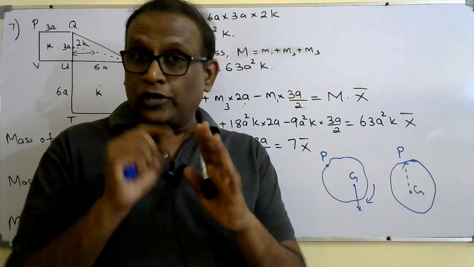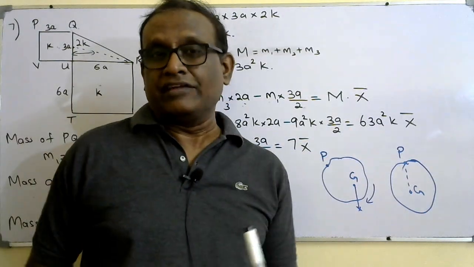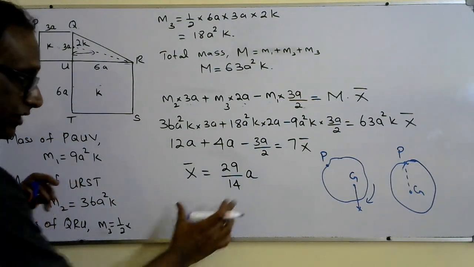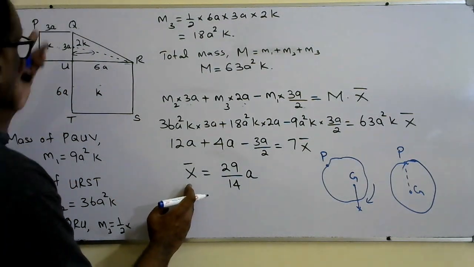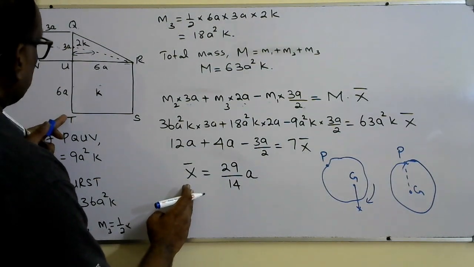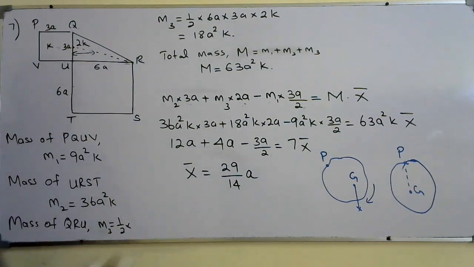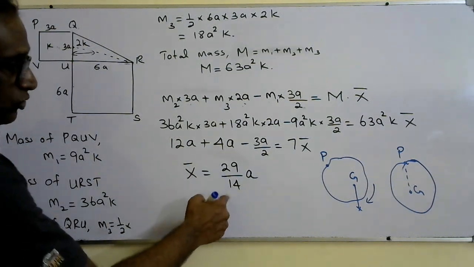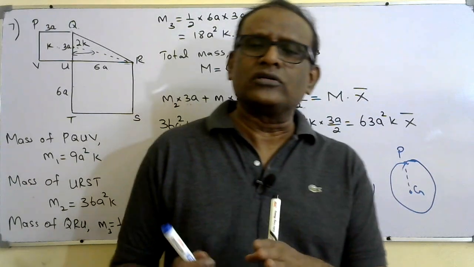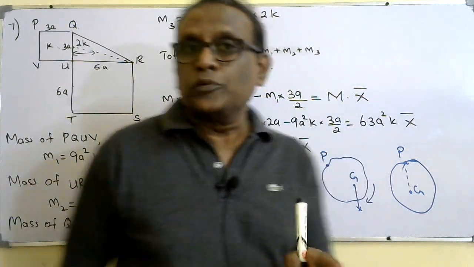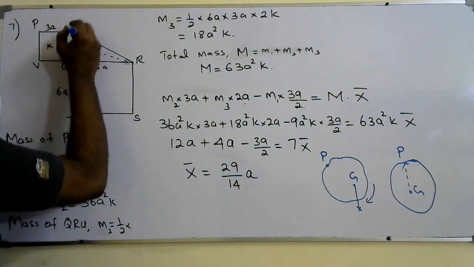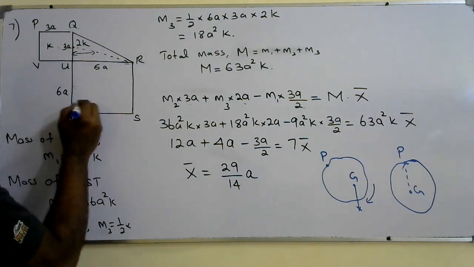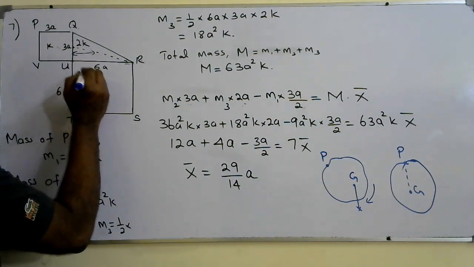whole mass is acting, the point at which the weight of the lamina given is acting, then what lamina? I don't know, we haven't found it. We found only the distance of the center of mass from line QT. That means we don't know where the center of mass actually is. We know from this line it is at a distance of 29/14 A. 29/14 means around 2.07 A. 2.07 A means from this line, it could be here or here or here or here, somewhere.